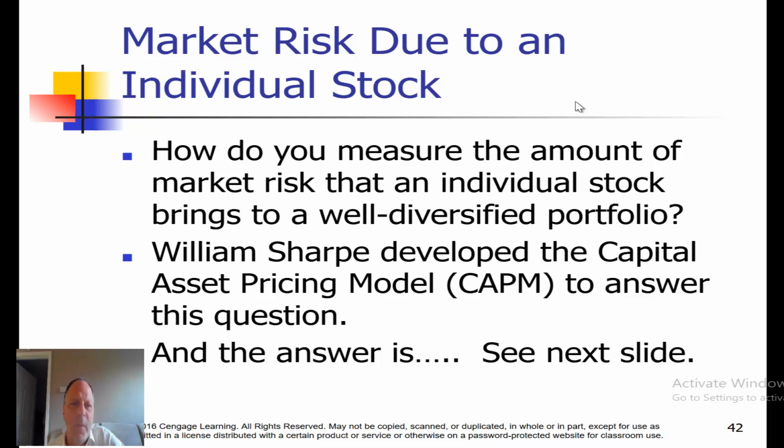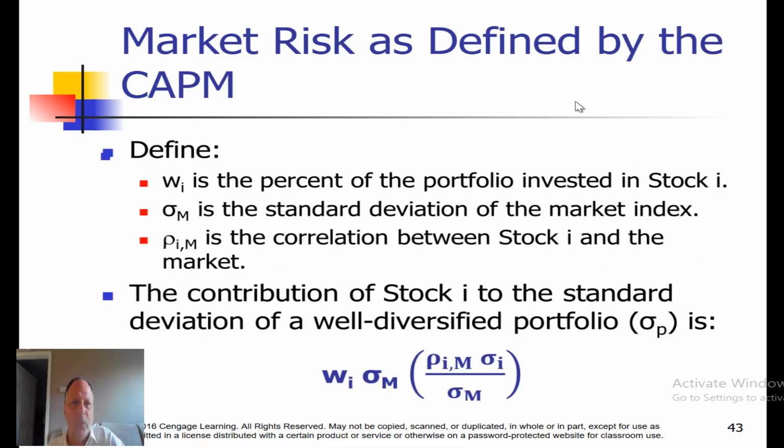How do you measure the amount of market risk that an individual stock brings to a well-diversified portfolio? William Sharpe developed the capital asset pricing model to answer this question. So market risk is defined by CAPM. We'll use the concept of beta. We will define w_i as the percentage of the portfolio invested in stock i. Sigma_M is the standard deviation of the market, not the individual stock. Rho_iM is the correlation between stock i and the market.